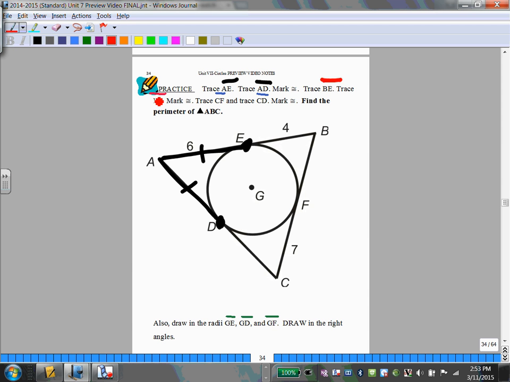Now trace BE and BF. BE and BF. That's another tan angle. Notice the hatch marks. And trace CF and CD. Says right here, now that you've done all that, find the perimeter of the triangle ABC. Find the actual perimeter there. You have 2 minutes, go.